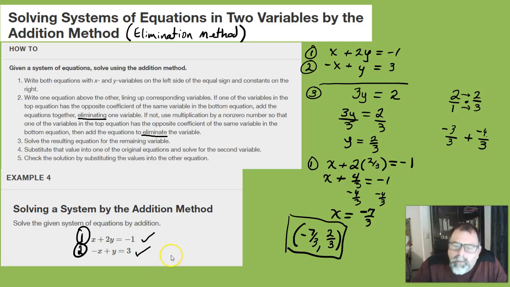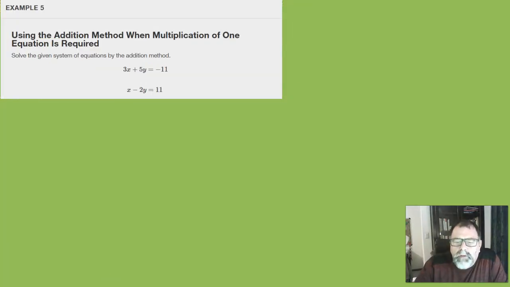And then another way I could check it again would be I can graph it on Desmos and see that they intersect at that spot. But Desmos usually doesn't show you the fractions. They'll show you decimals, so you have to recognize the decimal equivalent. All right, let's try another one.